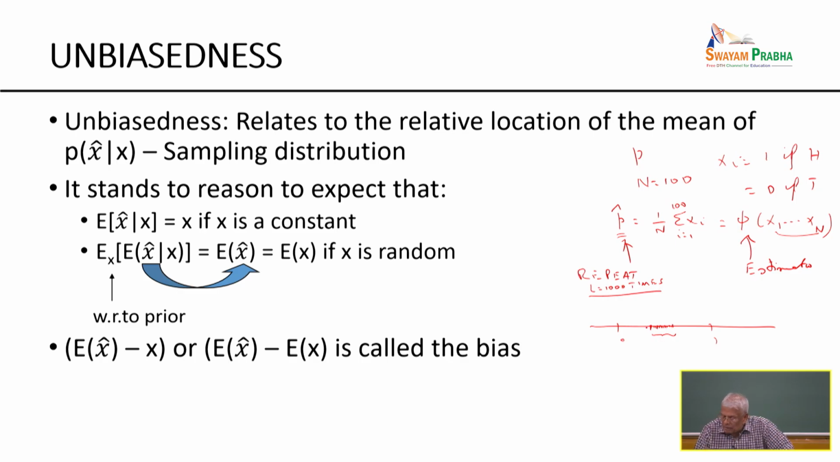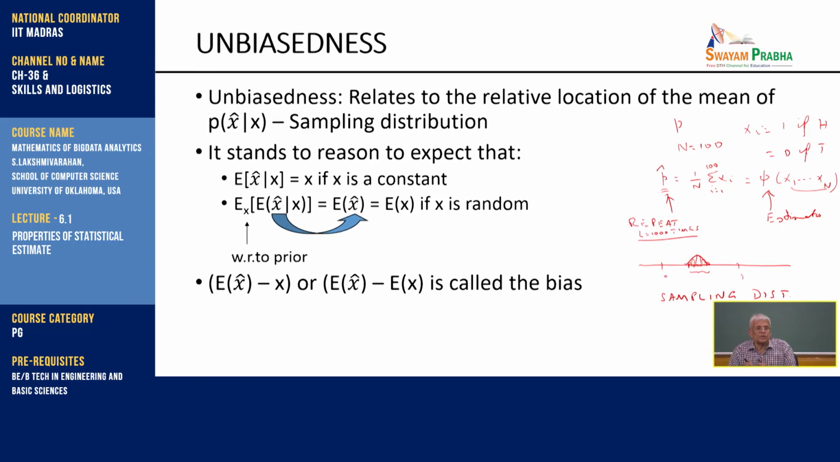So if I have these 1,000 values in here, I can talk about a histogram. I hope you all understand how the histogram is all about. This histogram then can be approximated by a continuous distribution. This distribution arising out of histogram is called sampling distribution. This sampling distribution contains information about the unknown. It's a probabilistic characterization of p hat.